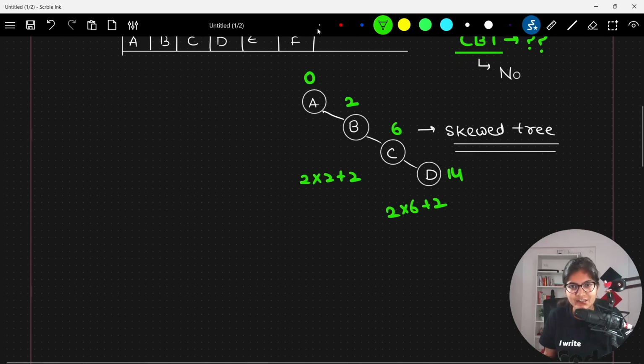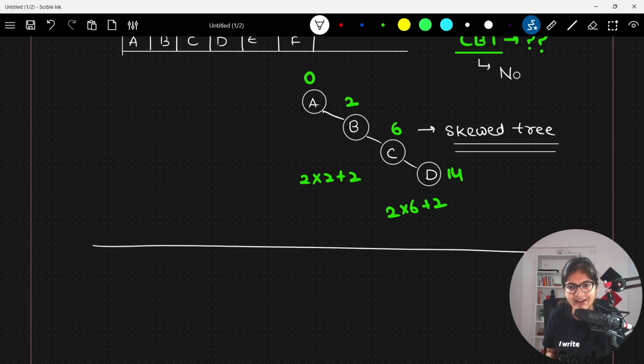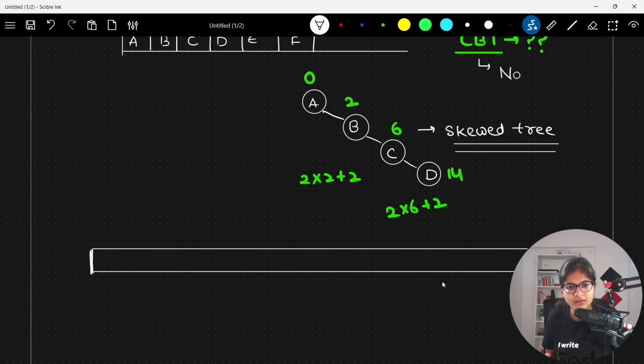Meaning that if I use the array data structure to store this particular tree, I require the indexes starting from 0, then 1, 2, 3, 4, 5, 6, 7, 8, 9, 10, 11, 12, 13, 14, 15, 16.